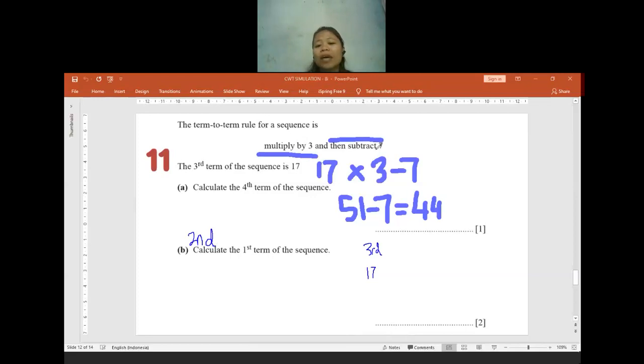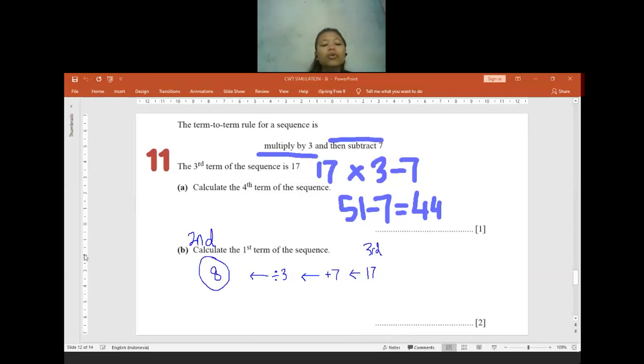Because it says subtract 7, it means I need to plus it by 7. After I plus it by 7, it says multiply by 3. So the opposite way, I need to divide it by 3. So the second term is 8 then. 17 plus 7 is 24. 24 divided by 3 will be 8 for the second term.